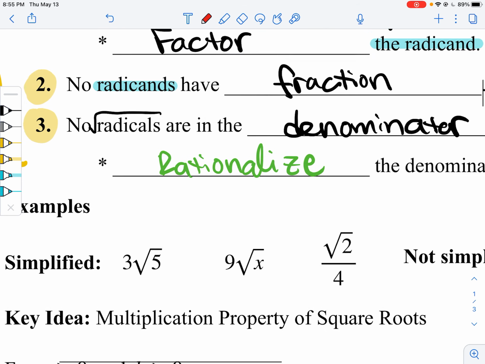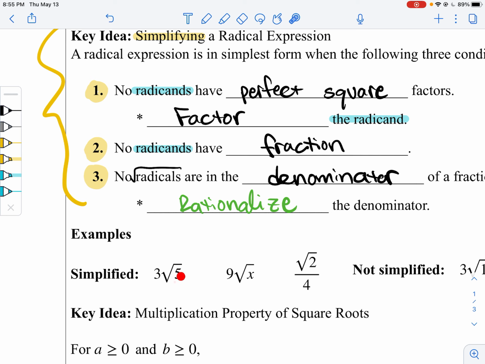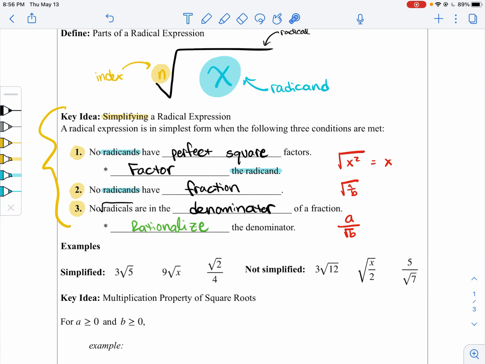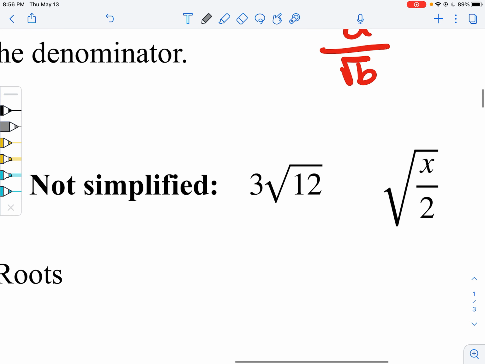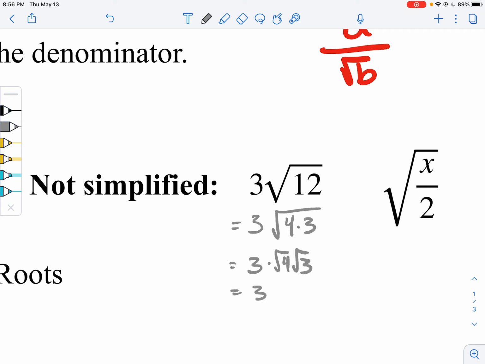Here, these guys are simplified because they don't have any perfect squares under the radical. They also don't have fractions in the radicand. There's a fraction underneath here, but that's okay. And they don't have any radicals in the denominator. So, good job. This first one is not simplified because we can break up 12. That's the square root of 4 times 3. So that's the square there. That is equal to the square root of 4 times the square root of 3, which is 2 times the square root of 3. So this guy is simplified.